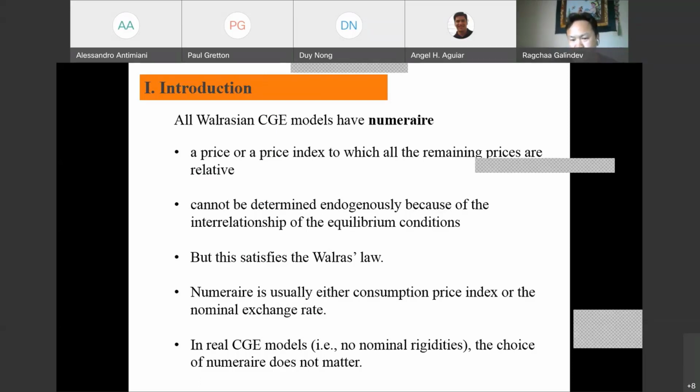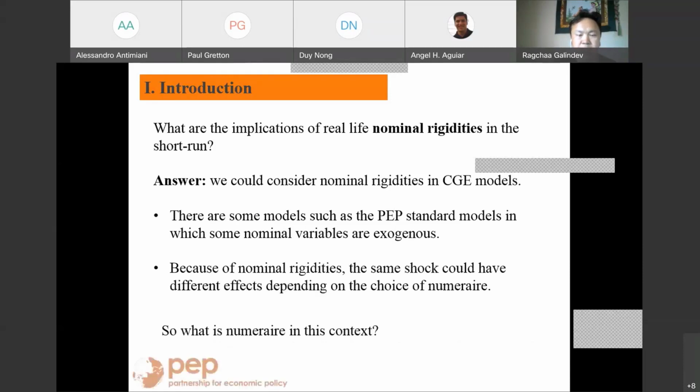The choice of numeraire doesn't really matter. You just choose any price as the numeraire, and the shocks give exactly the same results without any nominal rigidities. So what about the implications of nominal rigidities in the short run? So we know about this in the short run.